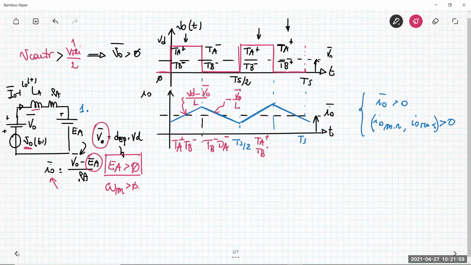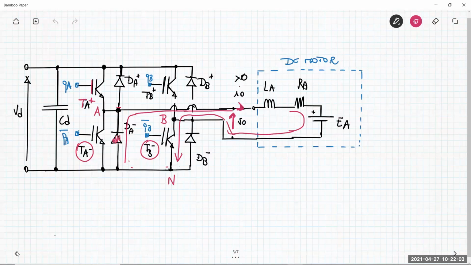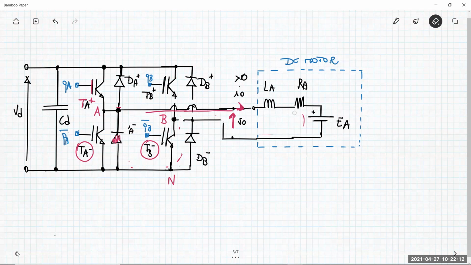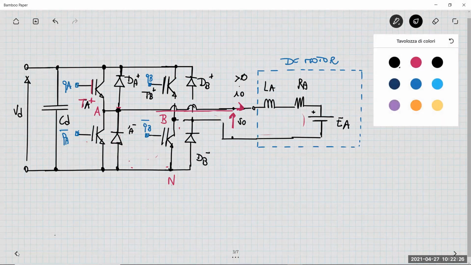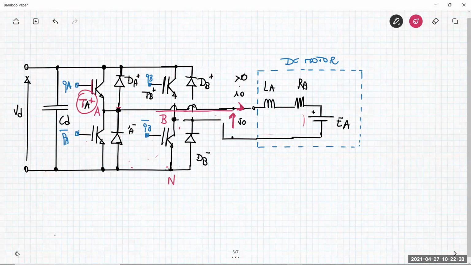Say interval here, in which we have TA plus and TB plus on. So in that situation, now the devices are the I side devices that are on. Okay, the current is again positive.